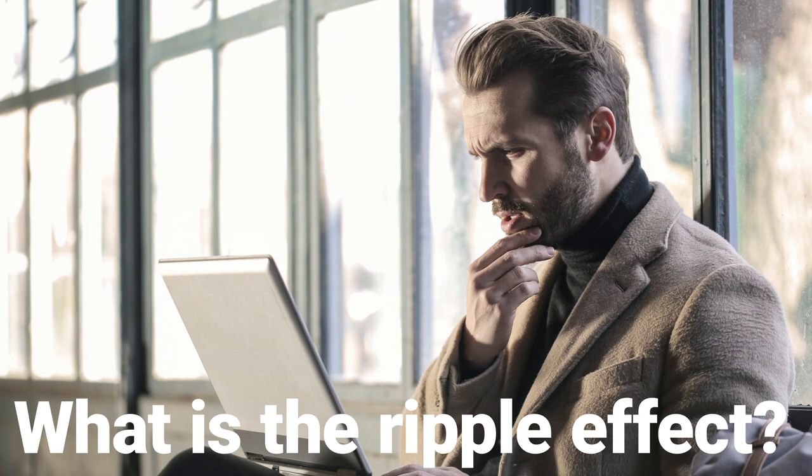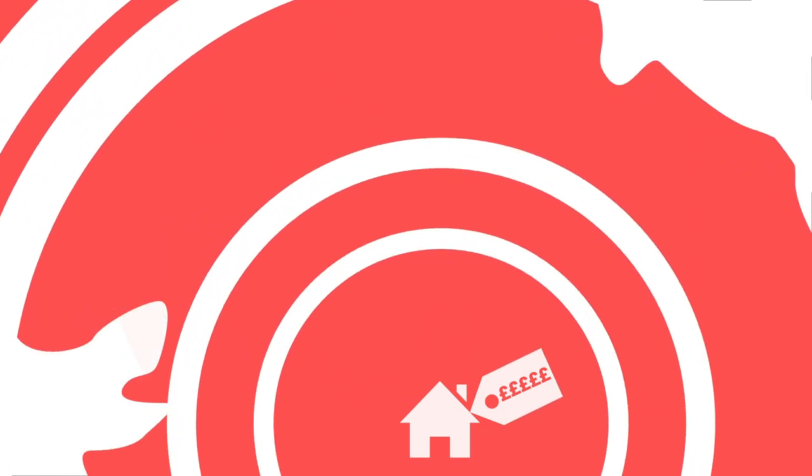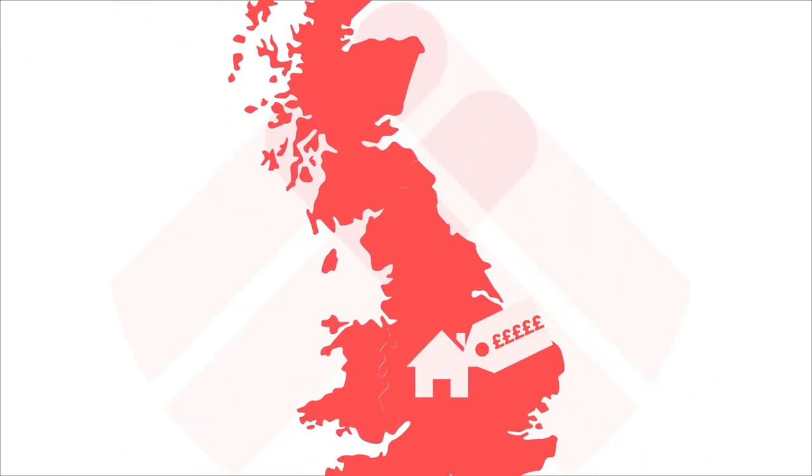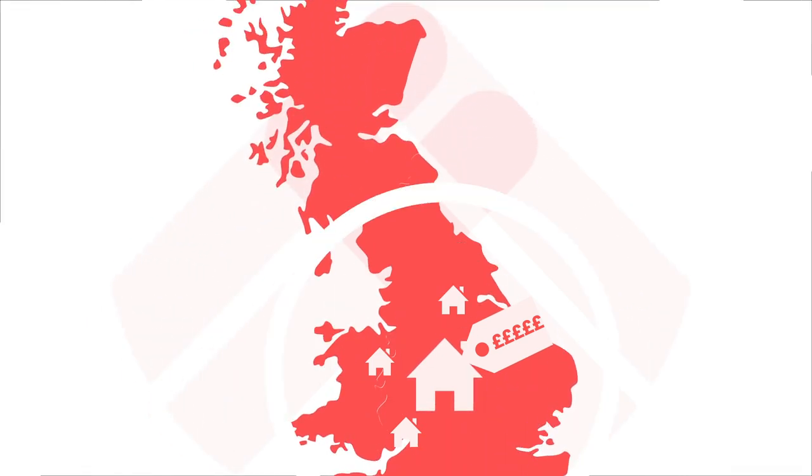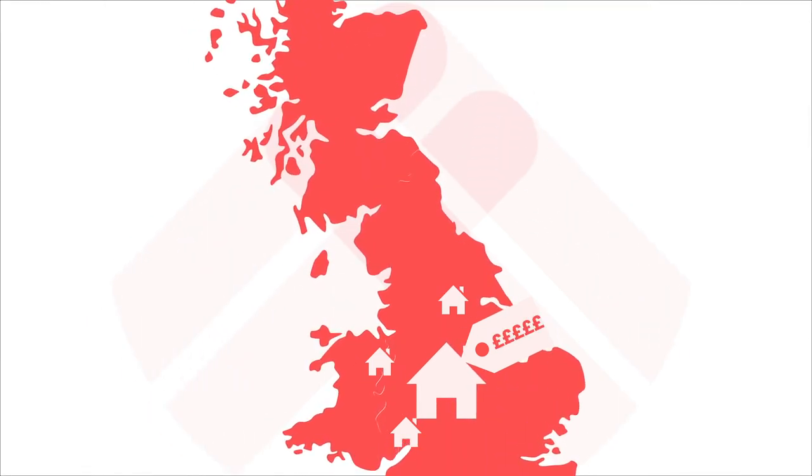The ripple effect is where property in one area becomes expensive and the people who would have previously lived here would have to start looking further afield. So they're basically priced out of the area. When this happens and people can't afford to buy in their preferred area, they tend to look a bit further afield. And when this happens on a mass scale, it pushes up prices of the new area and the cycle then repeats. And this is the ripple effect in action.